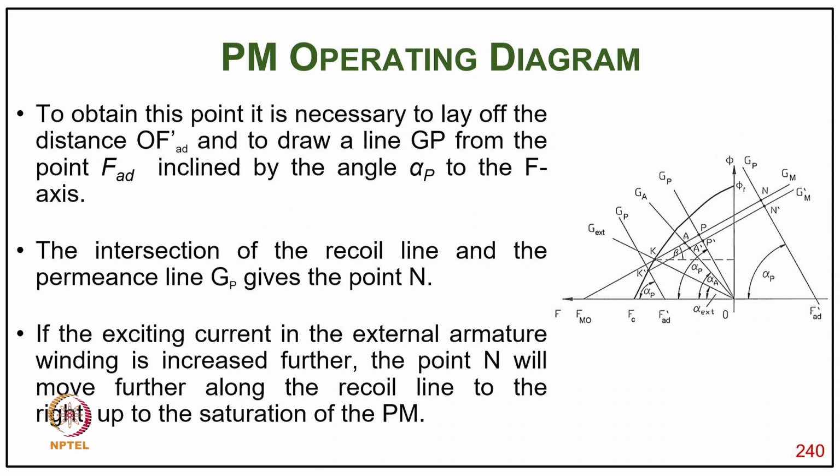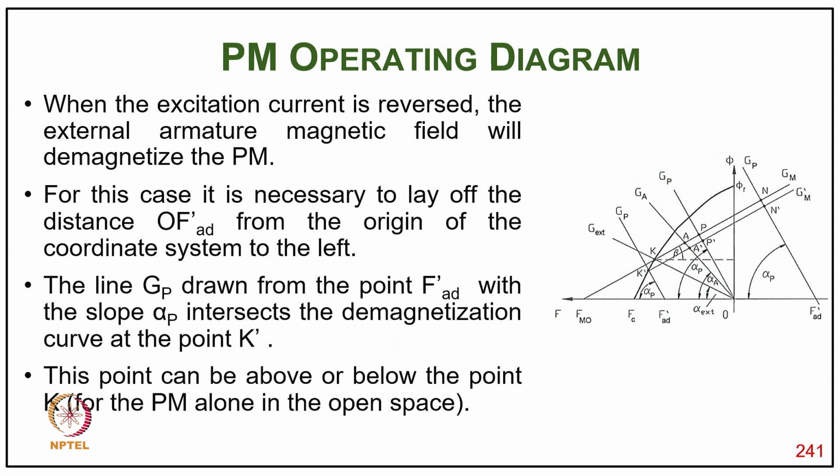Typically, to obtain this point, it is necessary to lay off the distance OF_AD and to draw a line G_P from the point F_AD inclined at the angle alpha p to the F axis, and the intersection of the recoil line and the permeance line gives the operating point N. And if the exciting current in the external armature winding is increased further, the point N will move further along the recoil line to the right up to the saturation of the permanent magnet.